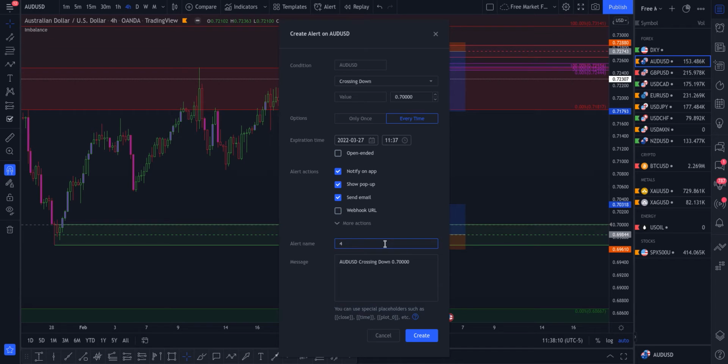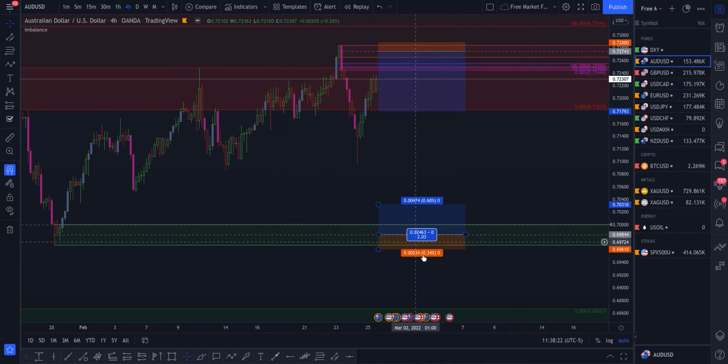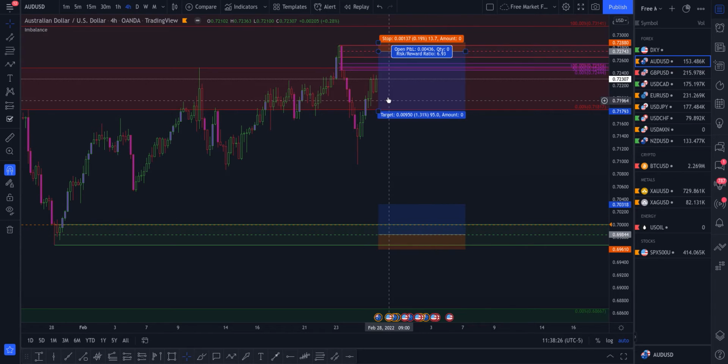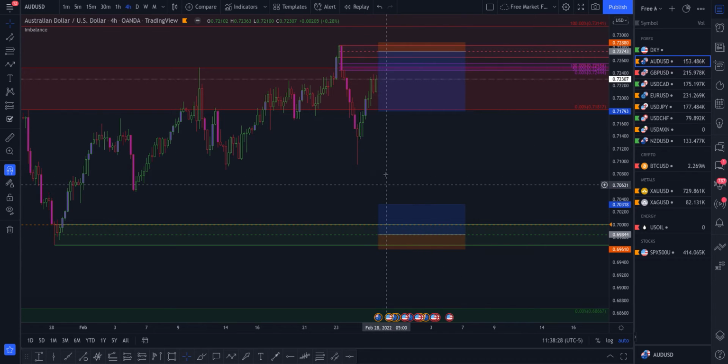And then I would name it 4-hour demand, like 4HD or something like that. So I'll know, oh okay, it's coming down, it's tapping into a 4-hour demand, and now I can analyze and see what the most recent price action has done. And so now I can set up my targets.